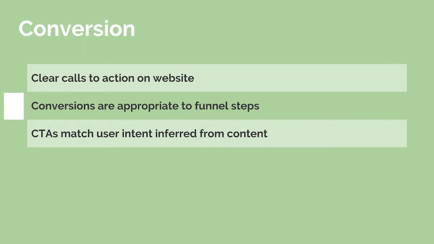This next line item is conversions are appropriate to funnel steps, meaning it's understood that when I ask you for something like payment information or like your email address, it's the right time to be asking you for this. And again, it's then clear what you will receive in exchange for the information you're giving my website. And finally, we want to make sure our calls to action actually match the user intent that they're inferring from your content. So you shouldn't ask a user for their payment information when you've promised to give them something for free.